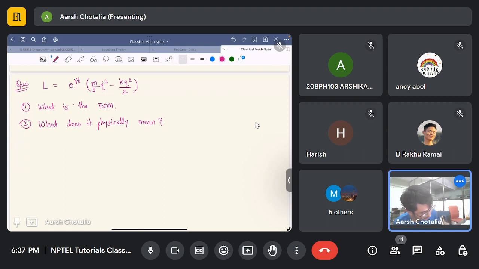So with respect to, we find the derivative with respect to q first, let's say. What would this be?